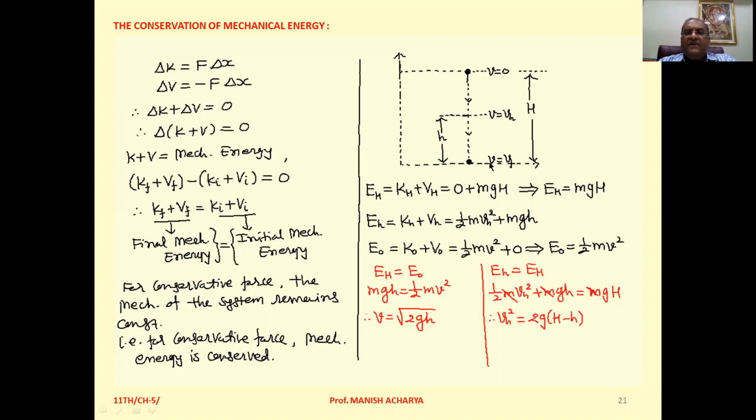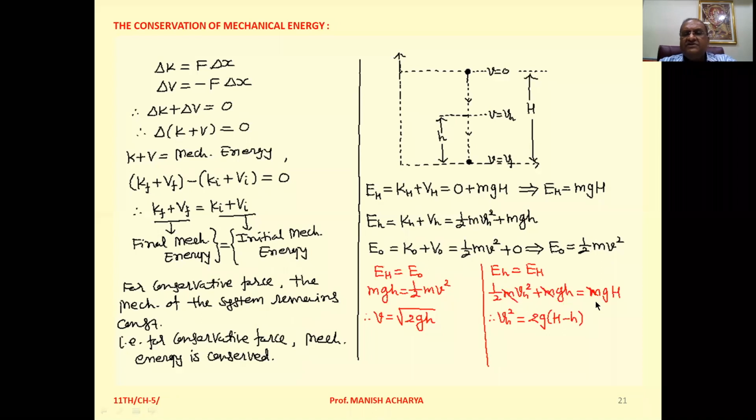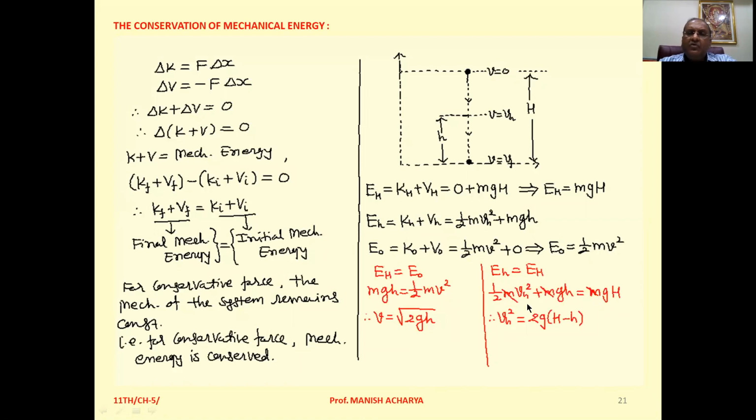And in between, suppose we take any point and want its velocity. So at this position, which is at height small h from the ground, the energy is Eh. At height capital H, the energy is E capital H. So we can write half m Vh square plus mgh equals mgH. Take m common from both sides, it will be cancelled. Then if we make Vh square the subject, Vh square equals 2g into (H minus h). Or we can write Vh equals under root 2g into (H minus h).